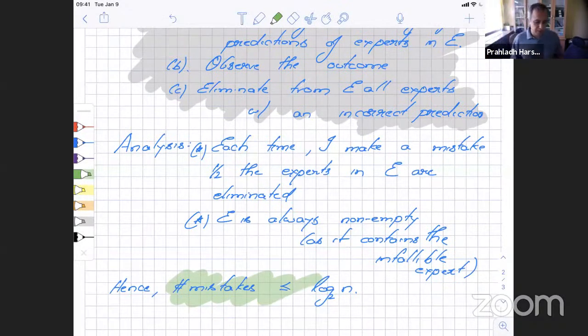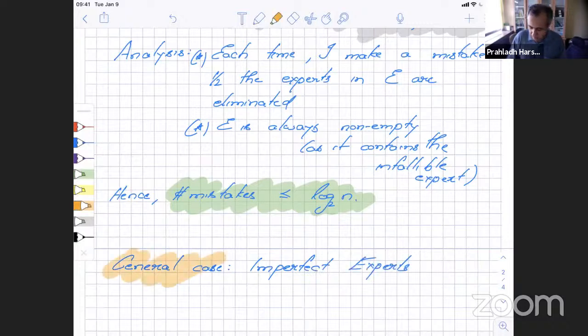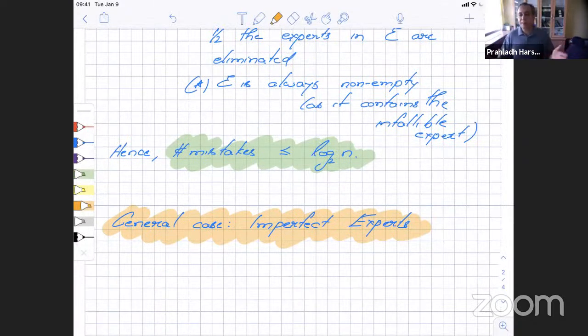So please stop me and ask questions. Now we'll move on to the general case, in which we have imperfect experts. So they might or might not be any expert who is going to get it correct all the time. They are all giving their predictions. But now the question is, you want to make some actions based on their predictions. Now, what do you compare yourself against?